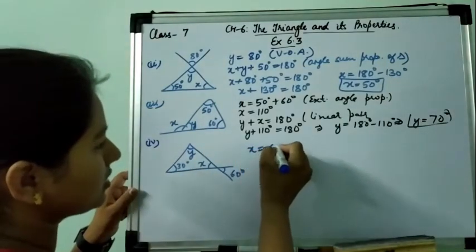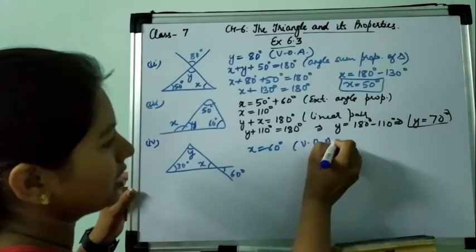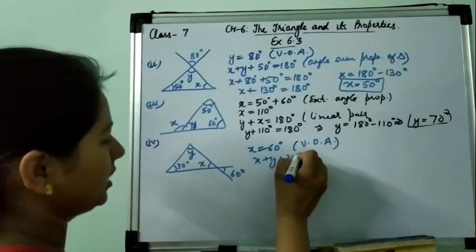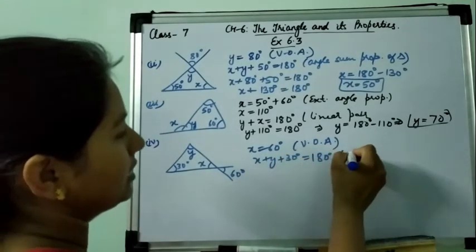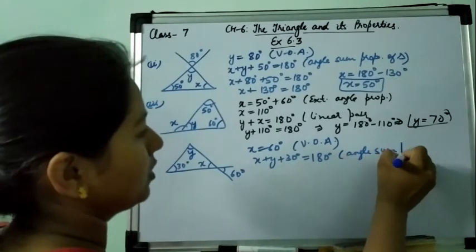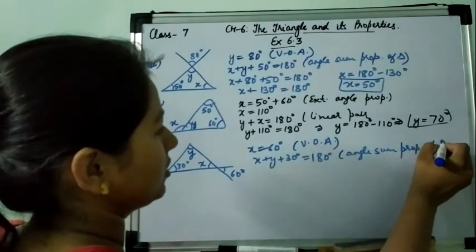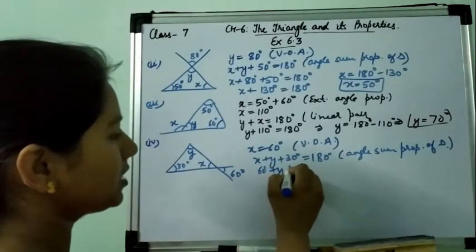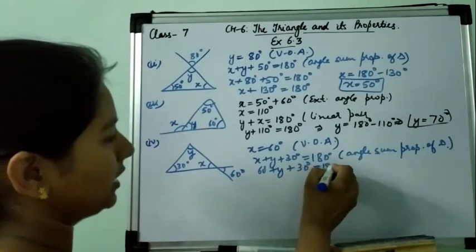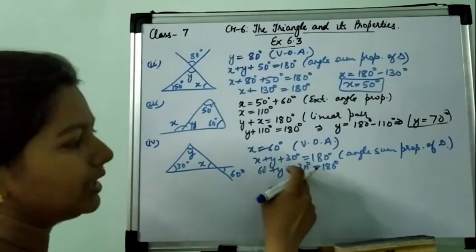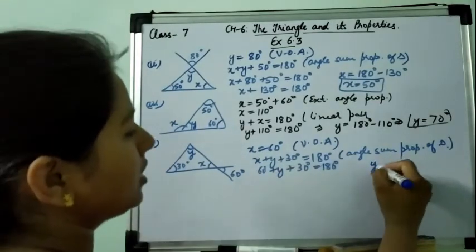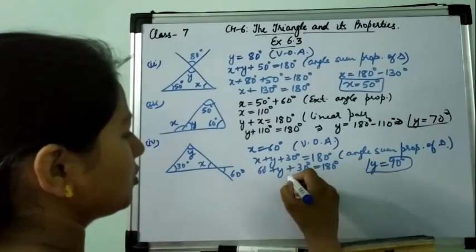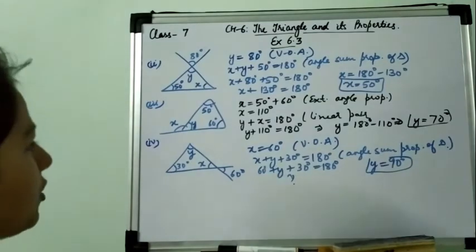So x is equal to 60 degree by vertically opposite angle, and x plus y plus 30 degree is equal to 180 degree. Reason, angle sum property of triangle. Okay, the value of x we know, 60 degree plus y plus 30 degree is equal to 180 degree. When you will solve it, 60 plus 30, 90. 90 will go in subtraction. Y is equal to 90 degree. I have not done here the few steps, so you can complete those steps and can get the solution.